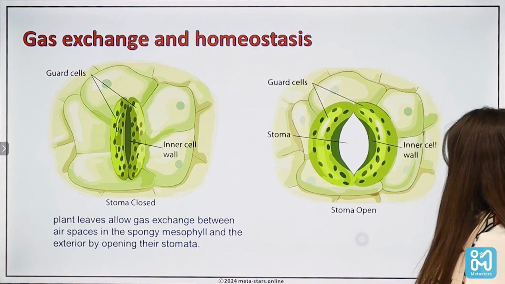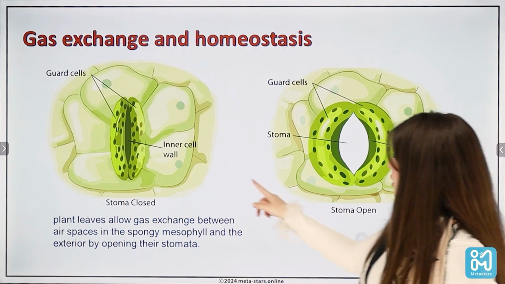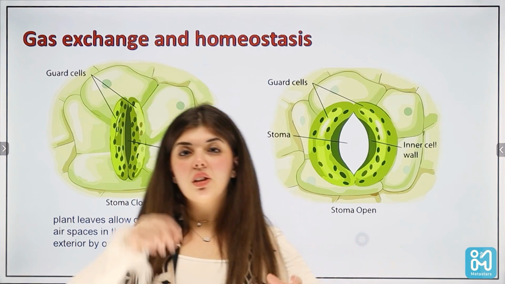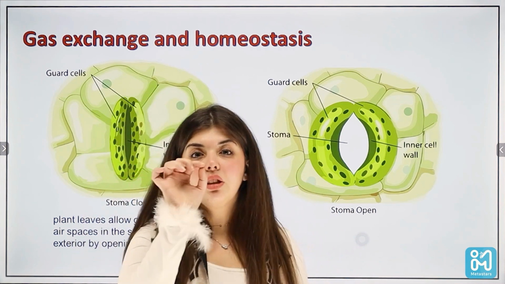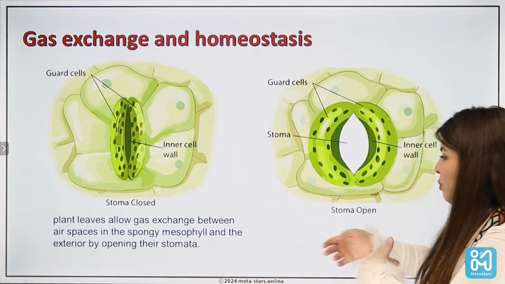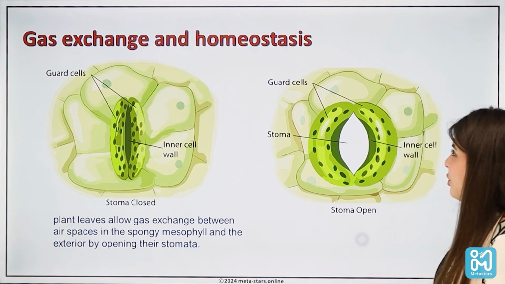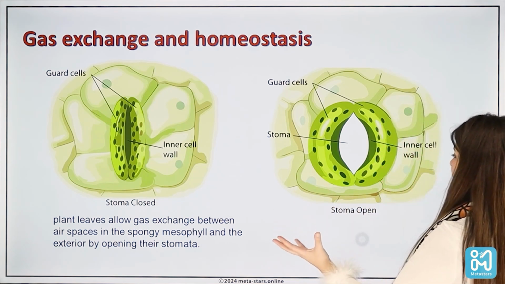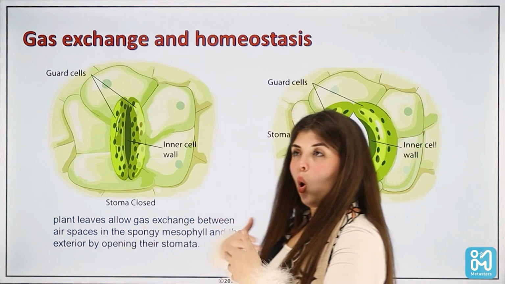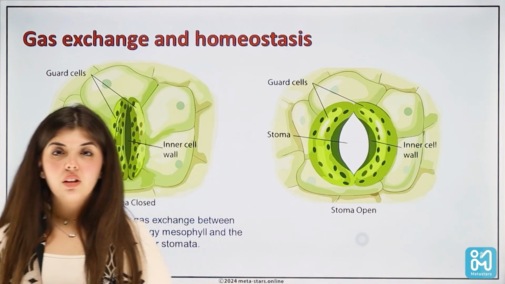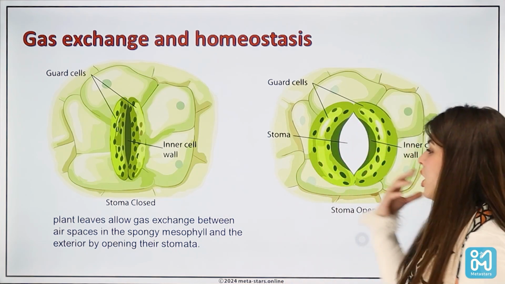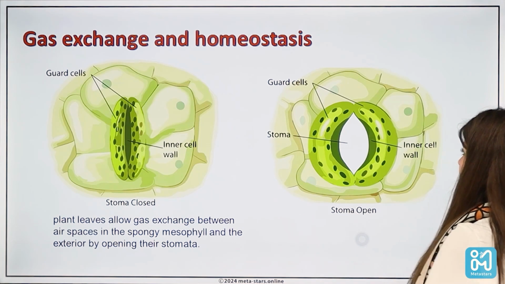So we have these two pictures. The gas exchange happens in the mesophyll, which is specifically on the stoma, okay, stomata. So plant leaves allow gas exchange between air space and the spongy mesophyll and the exterior by opening their stomata. So when they open their stomata, they allow plant what? Respiration or plant photosynthesis. Plant photosynthesis. So they allow the plant to exchange oxygen with carbon dioxide.